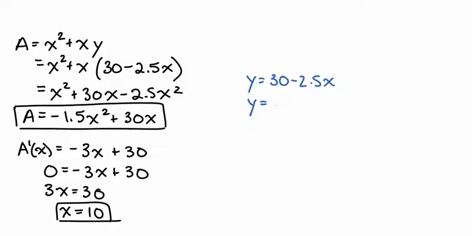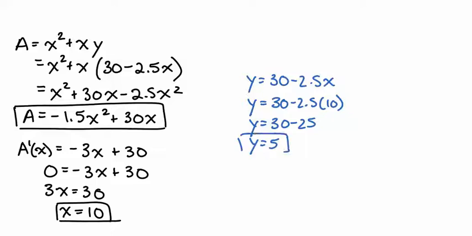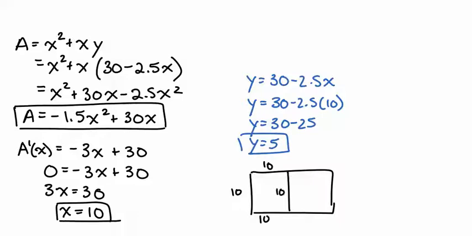So y is 30 minus 2.5 times 10. Cool, y is 5. Awesome. That means when I do my drawing, I know these are all 10 by 10 by 10, and this is 5.